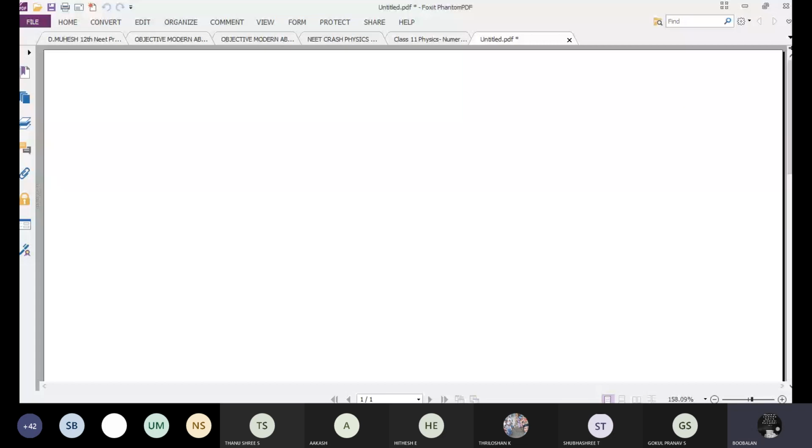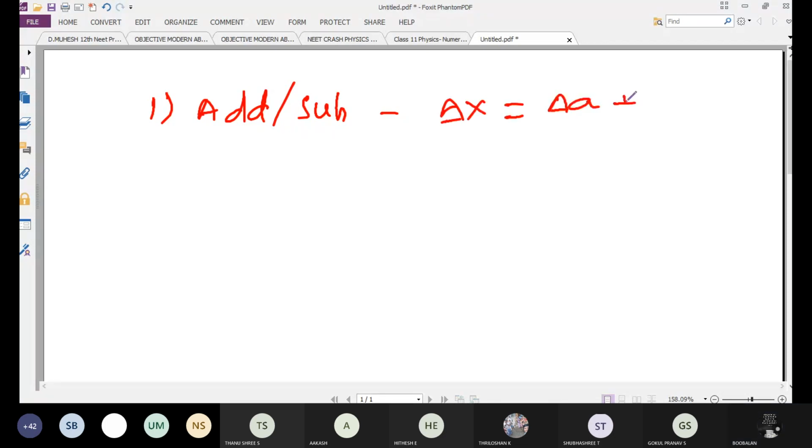So based on this formula only, we discussed last class. And yesterday I said the combination of errors. Again, I will give one small recap. The first formula, error in addition or subtraction: del x equal to del A plus del B.